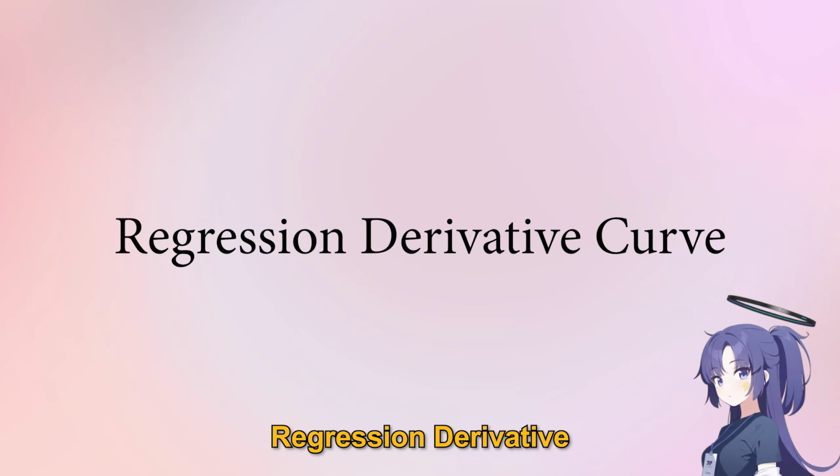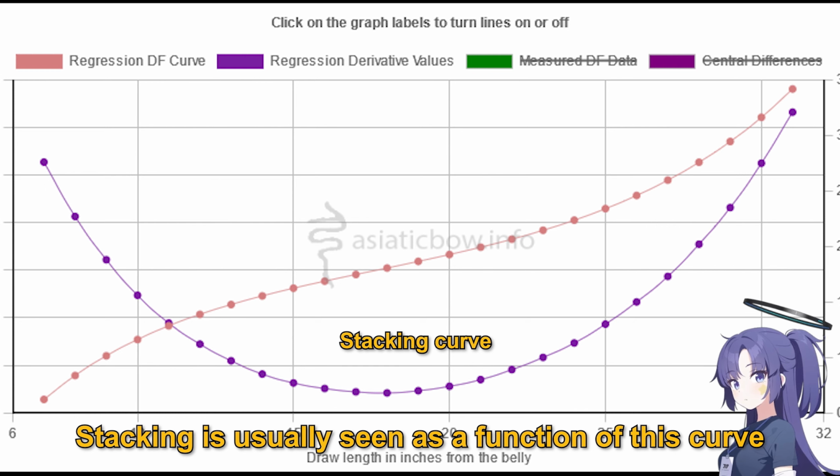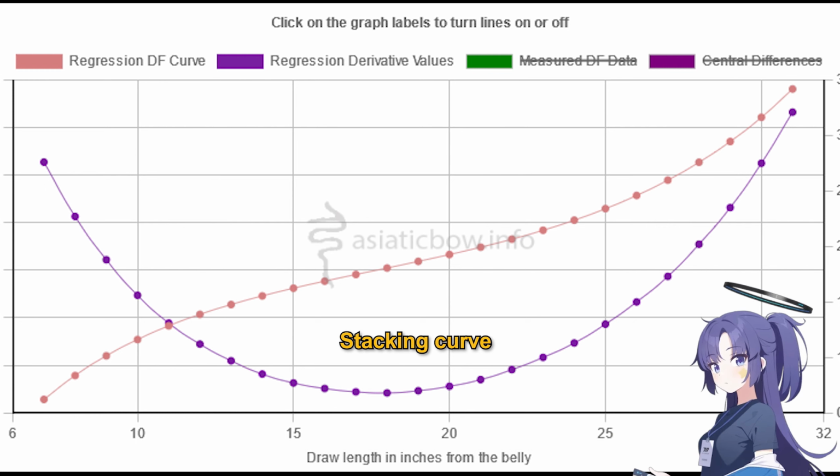Regression derivative. First derivative of the regression curve of the bow measures the change in poundage per inch of the bow. Stacking is usually seen as a function of this curve.